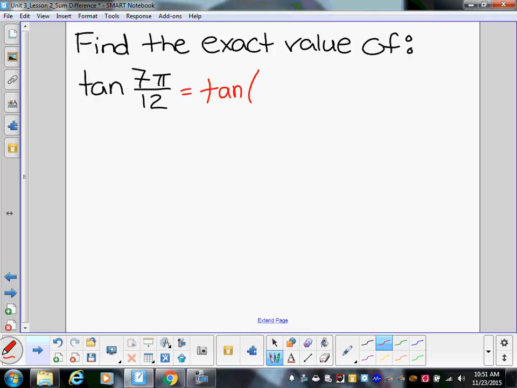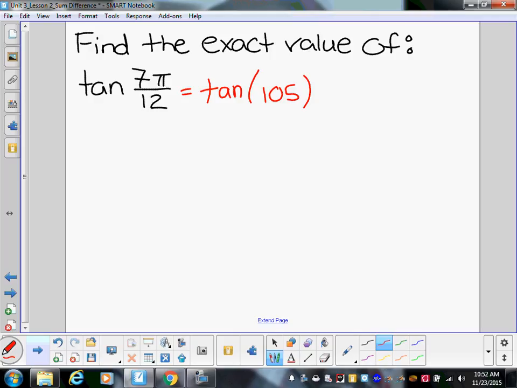So the tangent of 7 pi over 12 is the same as, I'm going to cheat a little bit, the tangent of 105. So I can just do 7 times 180 divided by 12. Pi and 180 represent the same multiplication of the unit circle. Pi gives it to me in radians, 180 gives it to me in degrees. So 105, not one of our special angles.